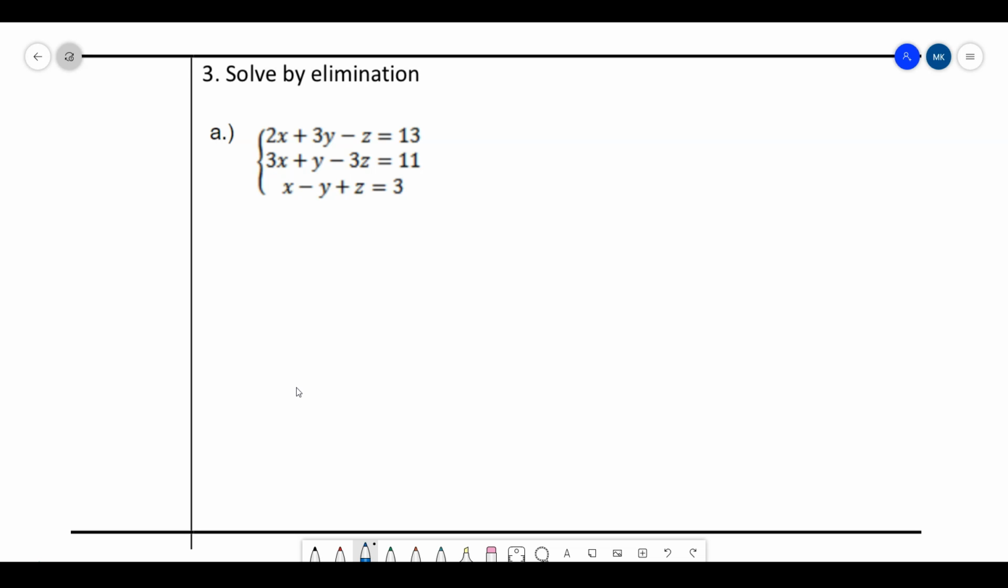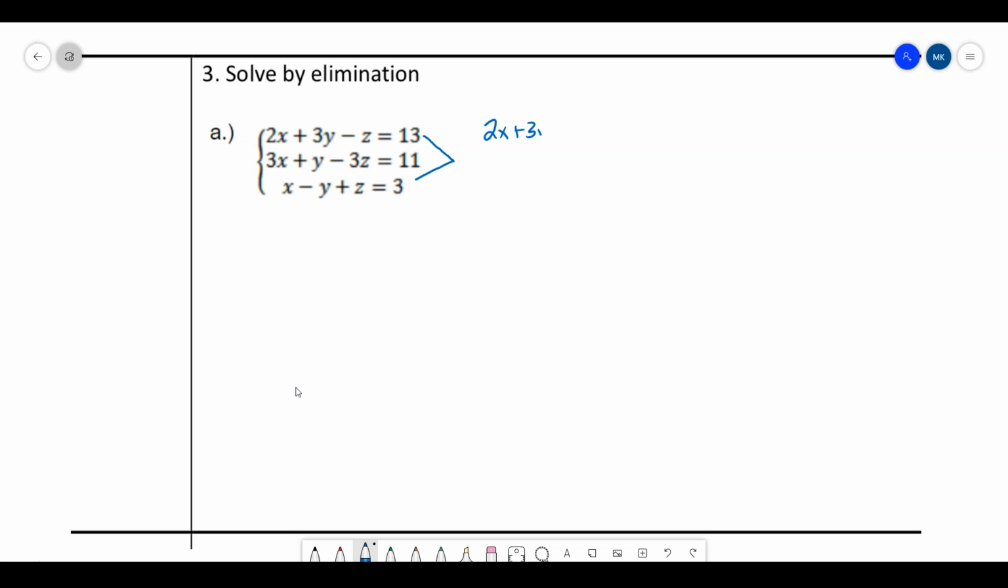So if we look at this, we can pick a variable that we want to eliminate. So for example, let's say we wanted to try to eliminate the z's here. I'm looking at the first equation and the third equation. The first equation and the third equation are already set up so that if I add those, the z would cancel off. So I'm going to write that over here.